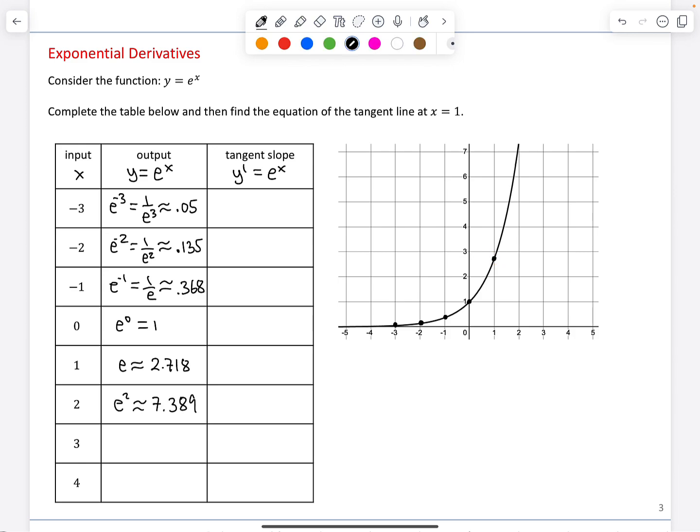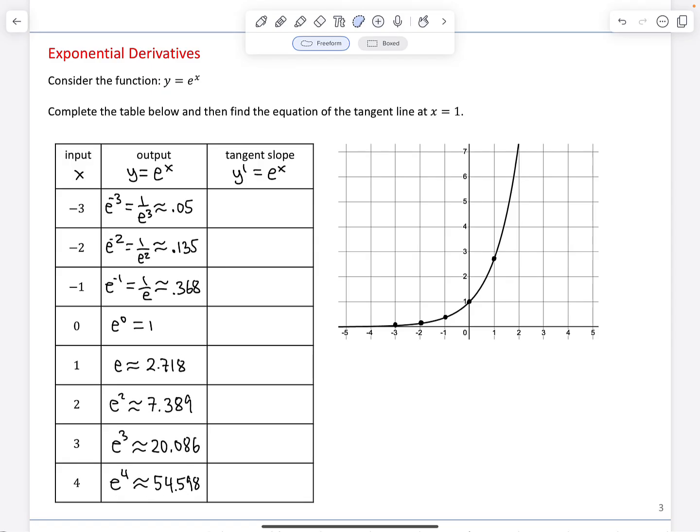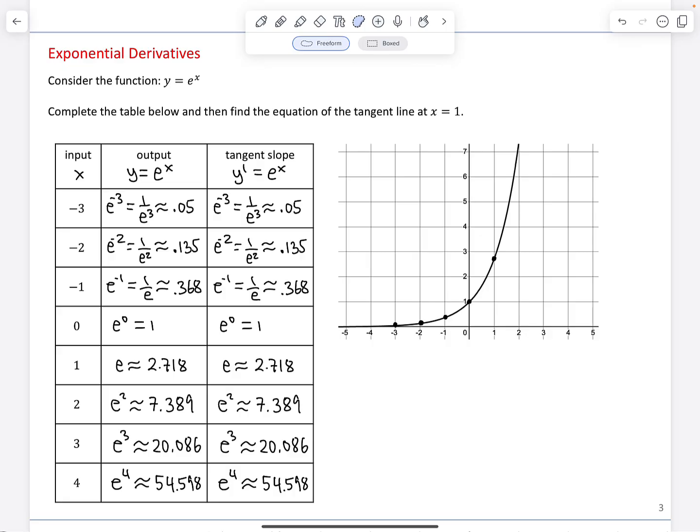E squared is about 7.389. E cubed is about 20.086. And one more, e to the 4th is about 54.598. Now, because this function has a derivative that is equal to the original function, all of these can just be copied and pasted into the tangent slope category.